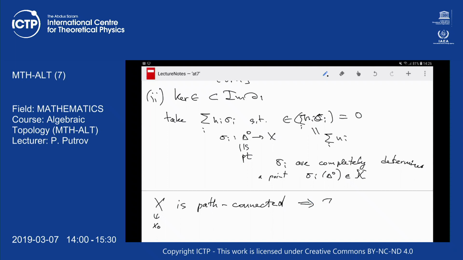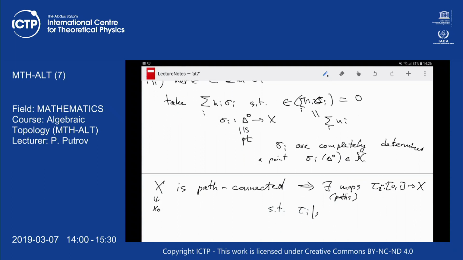So from the fact that it's path connected, it follows there exist maps which are paths in X, which are maps from the unit interval to X, such that Ti restricted to 0 is X0, and Ti restricted to 1 is sigma i of delta 0.